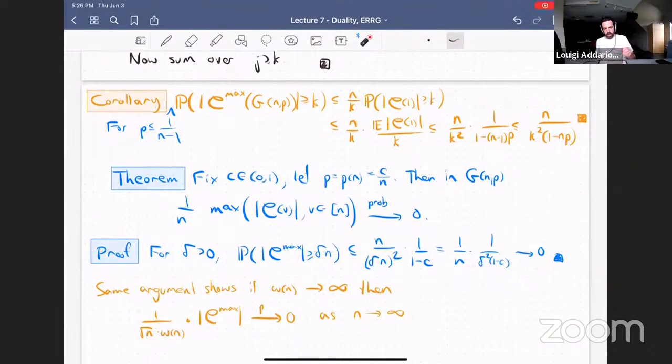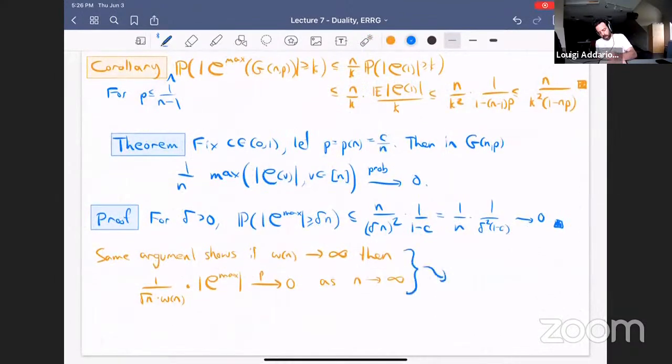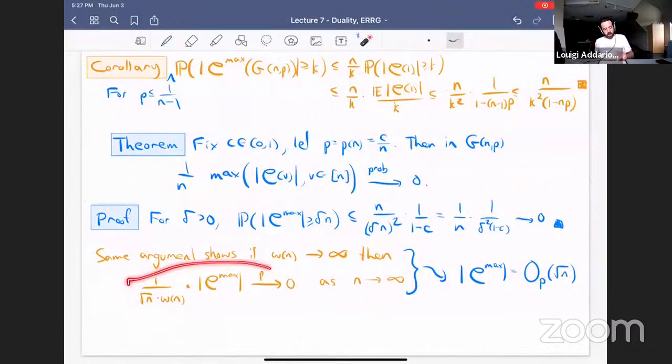That's the whole argument. Just for notation, I could rephrase this fact as saying that C max is order root n in probability, right? Because this tells me that for any epsilon, there's a k such that the probability that C max has size greater than k root n is at most epsilon. In other words, C max divided by square root n is tight. So that's one strengthening.